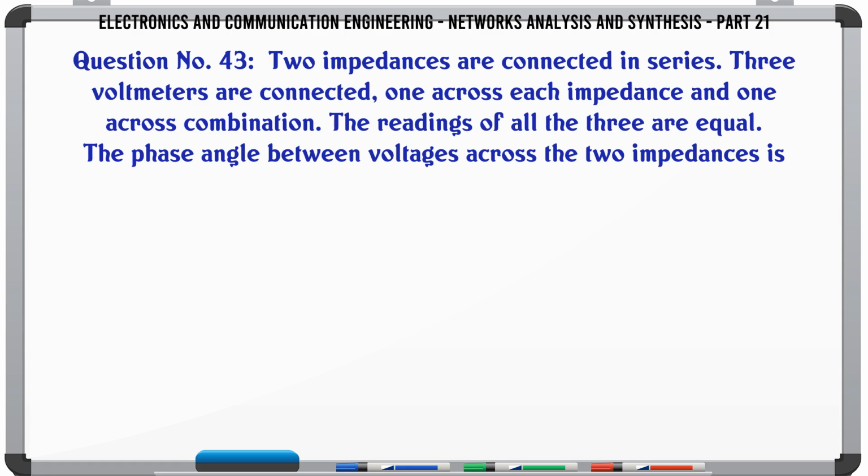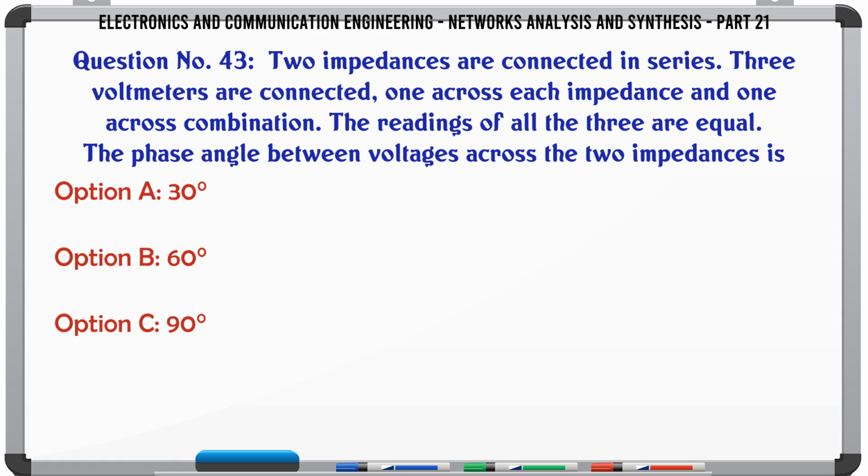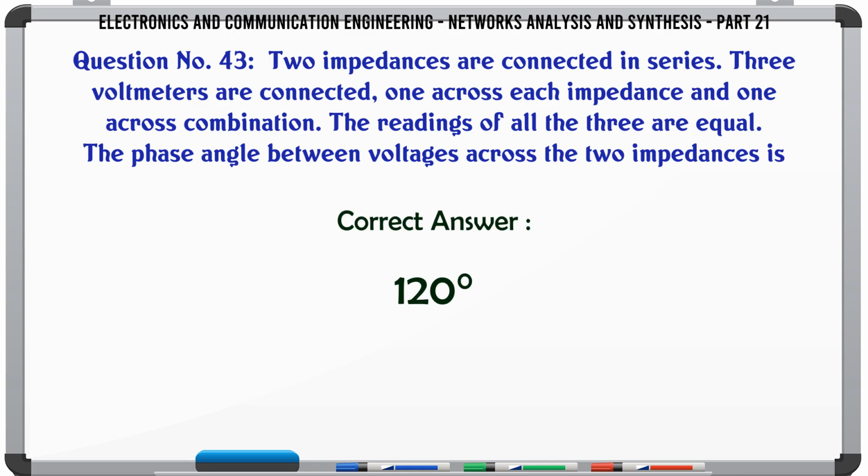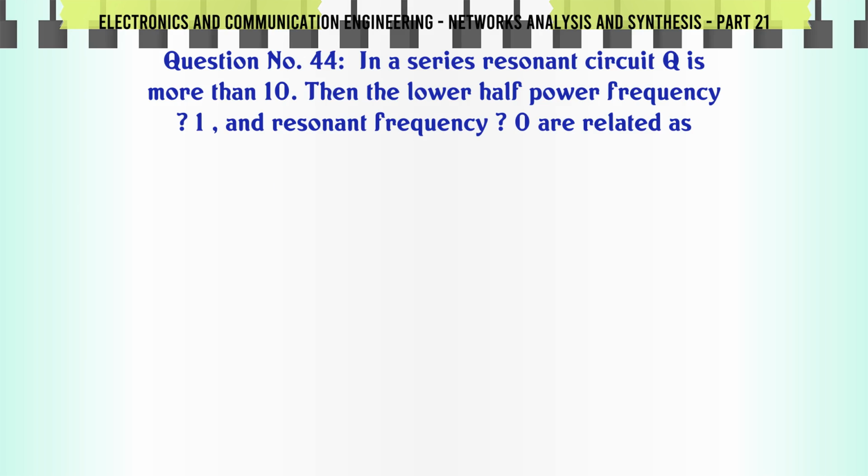Two impedances are connected in series. Three voltmeters are connected, one across each impedance and one across the combination. The readings of all three are equal. The phase angle between voltages across the two impedances is: A. 30, B. 60, C. 90, D. 120. The correct answer is 120.